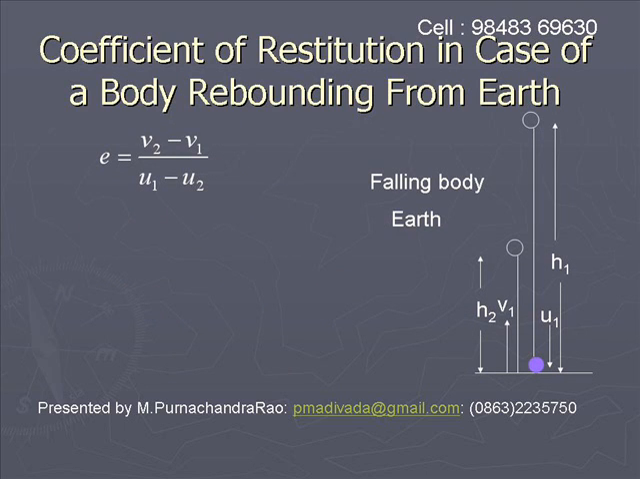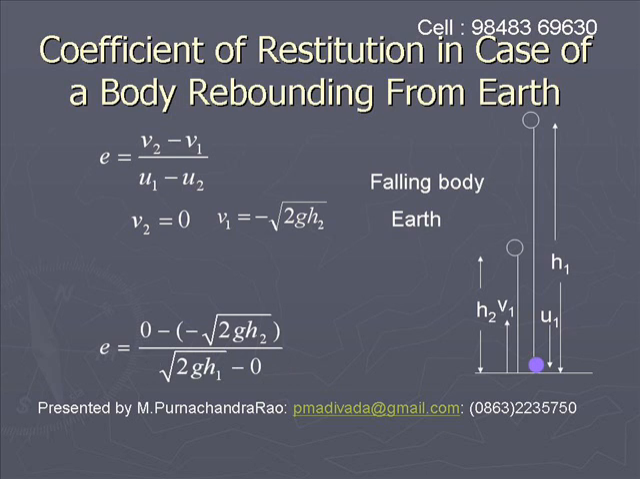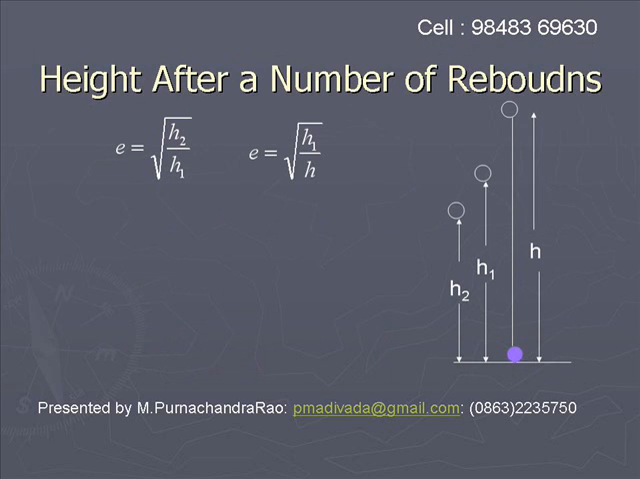Let us substitute these two values in the relation for the coefficient of restitution, E is equal to (v2 minus v1) by (u1 minus u2). Here v2 is 0 and v1 is minus square root of 2gh2, so minus of minus square root of 2gh2 divided by u1, which is square root of 2gh1, minus u2, which is 0. By simplification, we get E is equal to square root of h2 by h1.